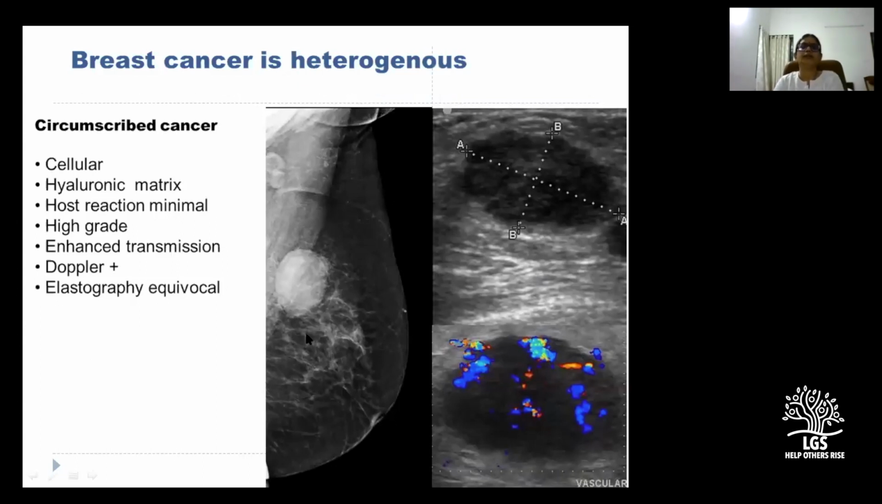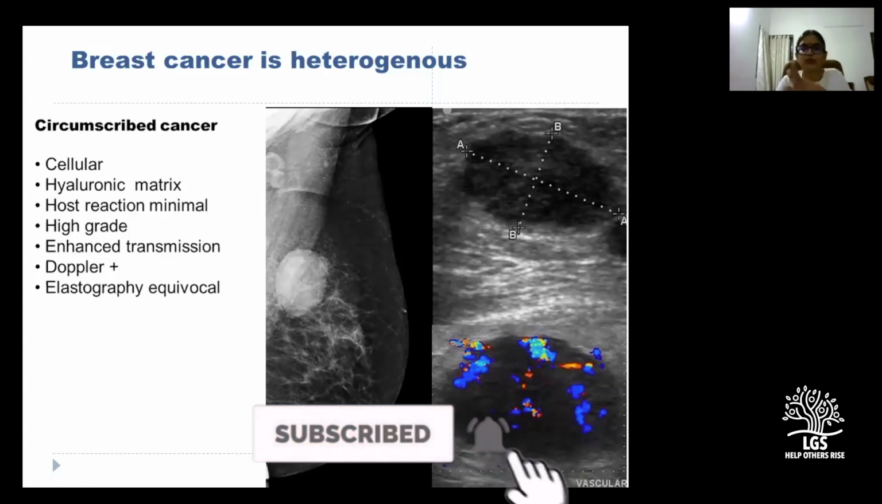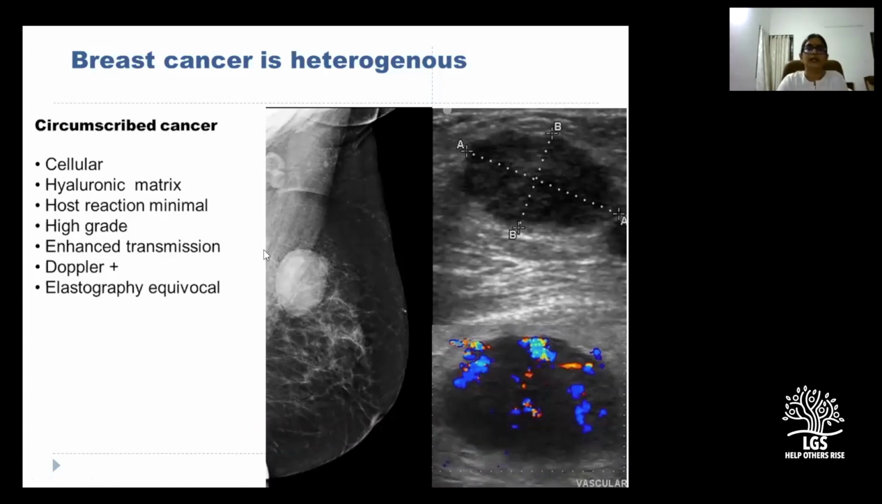And here again, the matrix content is more. And the host reaction is minimal because it replicates so fast that it doesn't give enough time. It's not sitting there long enough for the host to respond with all these host reactions. And it's very cellular, so there's a lot of proliferation here. If you actually do a Ki67 on this patient, it will be something like 40 or 60%. And it is often high grade, with enhanced transmission.